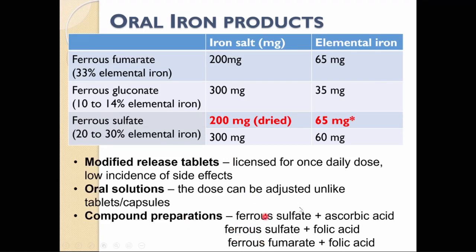We have ferrous sulfate with ascorbic acid, ferrous sulfate with folic acid, and ferrous fumarate with folic acid. And here you need to know that the amount of folic acid present in these preparations is not enough to be used for prophylaxis of neural tube defects in pregnancy. They are present in only small amounts. So that is just something that you need to know if you're using these compound preparations, but these compound preparations are also available.